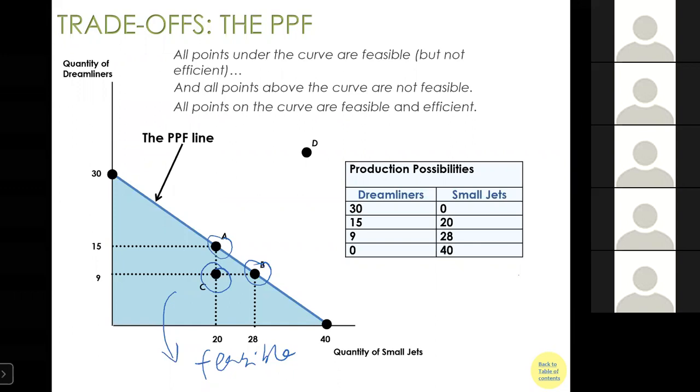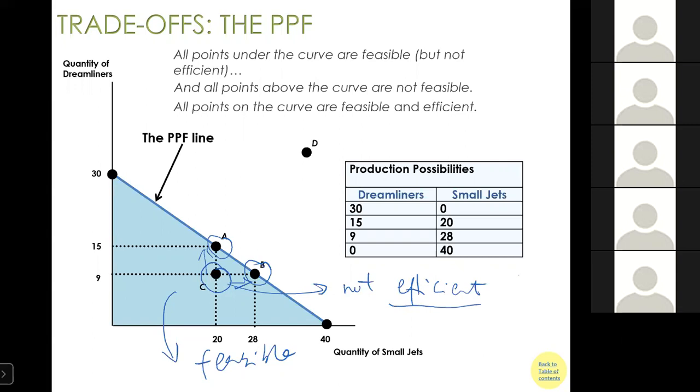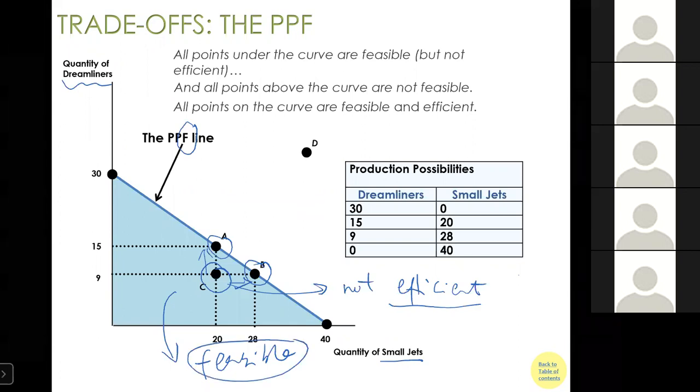However, if you compare C to B or C to A, what you find out is C is not efficient. And why we say that is because if you compare A versus C, at A you have the same amount of small jet, but you can produce more dreamliner. So in that sense, C has not used all of our resources, or C hasn't pushed us to the frontier yet. That's why we call this line the frontier. Frontier means we have pushed to our boundary, to our limit in terms of how much we can produce. So to summarize, inside is feasible, but not efficient.